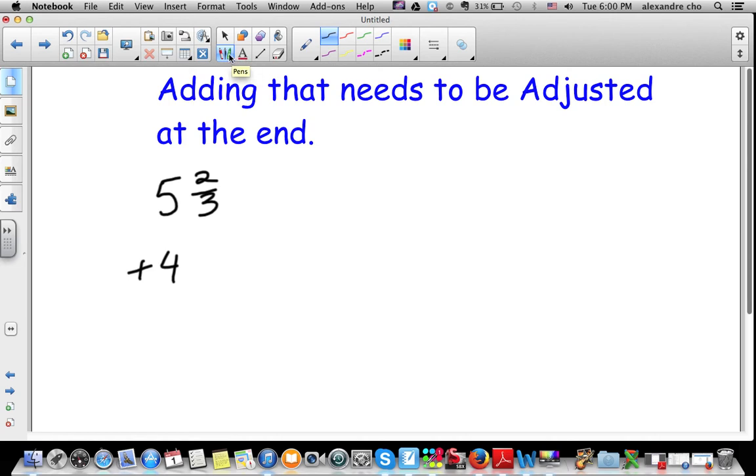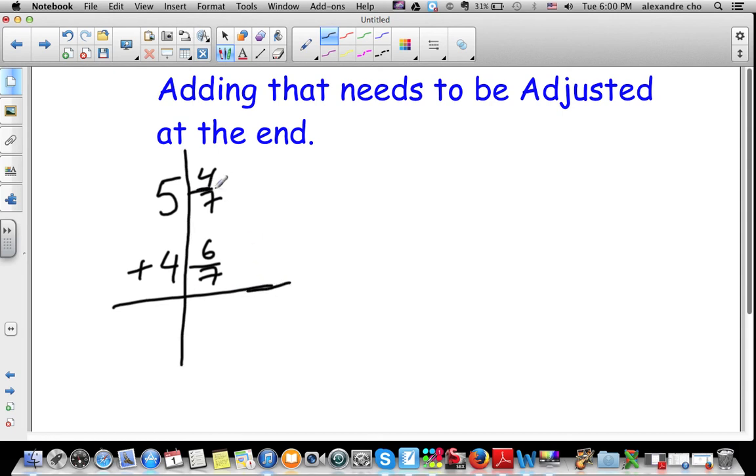You know what? Let's do this. Let me erase that. Instead of 2/3, let's go 5 and 4/7 plus 4 and 6/7. Okay, let's just focus on the adjustment at the end.